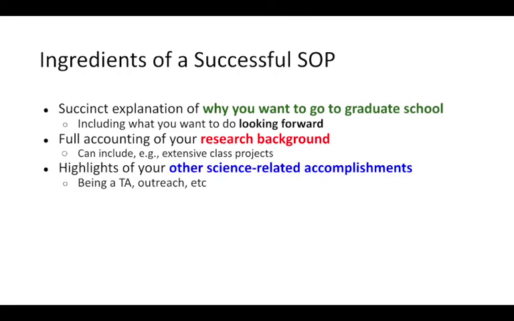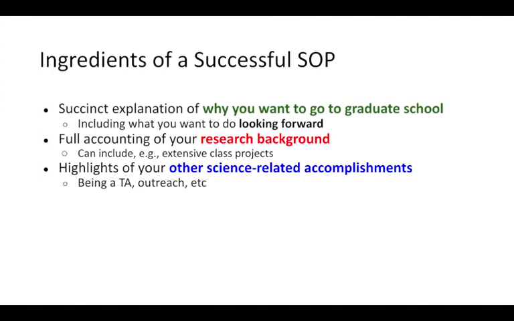So other science-related accomplishments can also be relevant to your SOP insofar as they show that you are dedicated, enthusiastic, and passionate about science, while also getting training in communicating your science, which is a very, very important part of grad school and beyond. So this can include being a TA, doing scientific outreach, etc.